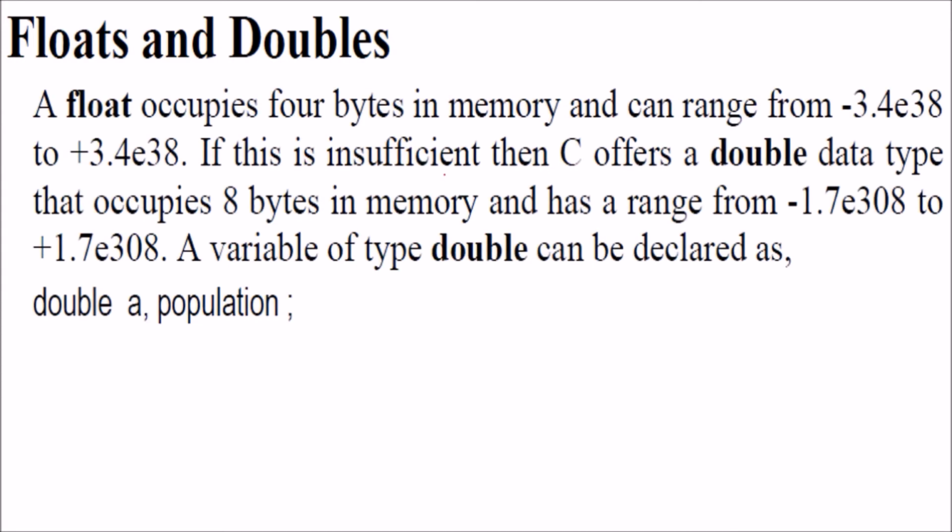Floats and doubles. Float occupies 4 bytes. 4 bytes means 4 into 8, because one byte contains 8 bits. So there will be 32 bits. So 2 to the power 32 is the range. You just divide it into 2 parts, because float and double also take negative values. So the range is this. And if you want a higher value, double can be used.